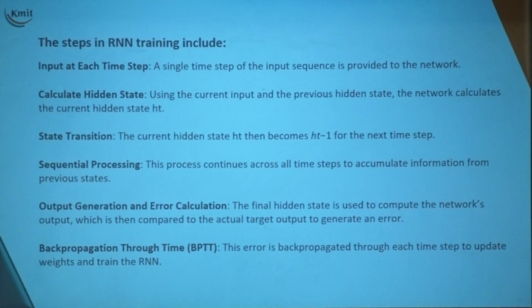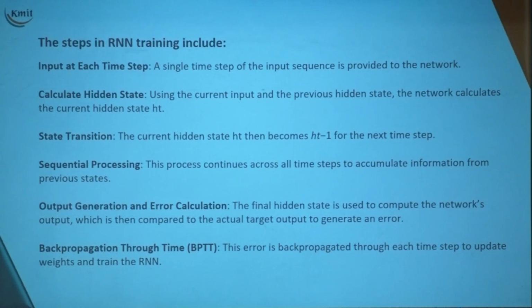Now let's look at how the RNN processes the data. Read the first point. A single time step of the input sequence is provided to the network, which means one word is given to one RNN layer. When I say I am ASHA, how many words are there? 3. So how many unfolded diagrams do I want? 3. In the first RNN, which would be processed? I. In the second RNN, am. In the third RNN, ASHA.